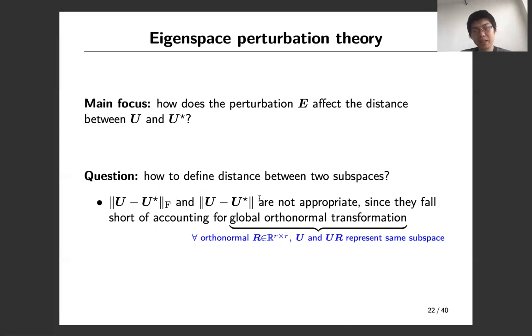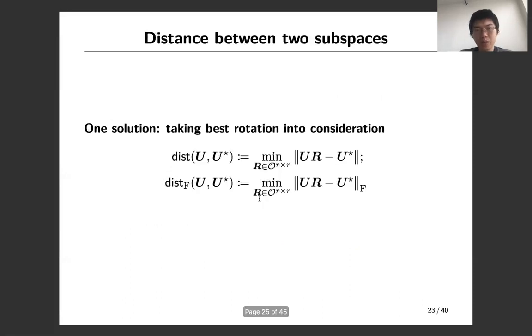However, this is not reflected in the Frobenius norm and operator norm. To address this orthonormal ambiguity, we simply take the best rotation into consideration and define the distance between U and U star modulo the best rotation matrix. That means, for example, if we want to use the spectral norm, we take the minimum among all possible rotation matrices of the distance between UR and U star. Similarly, we can take the minimum Frobenius norm distance between UR and U star, where we take R to be the best possible rotation matrix. Okay. From now on, we will use those two distances.